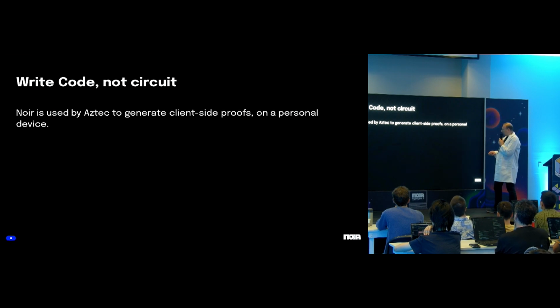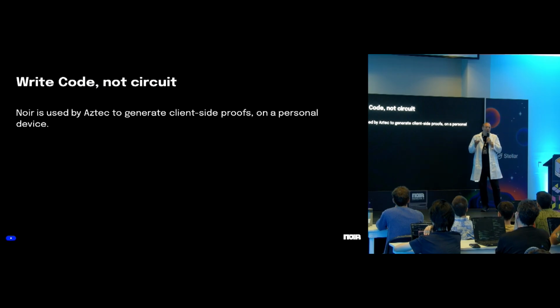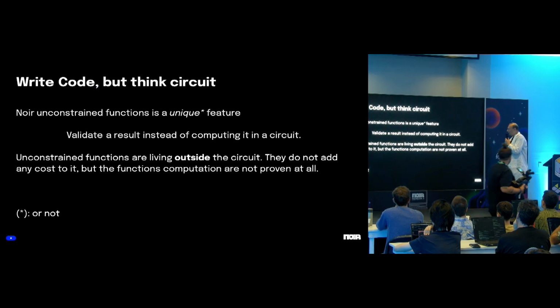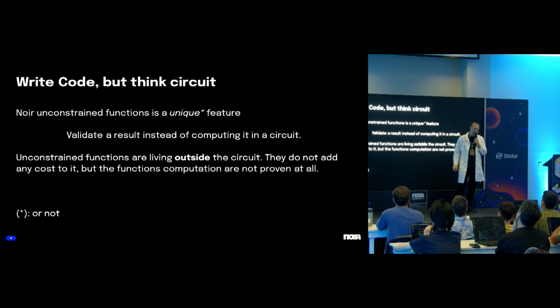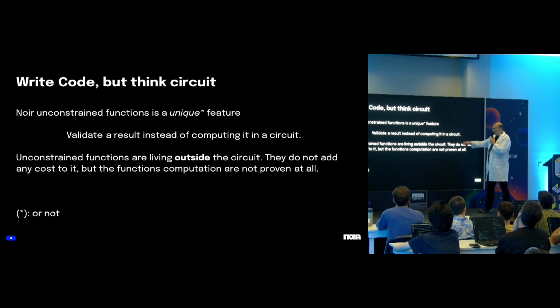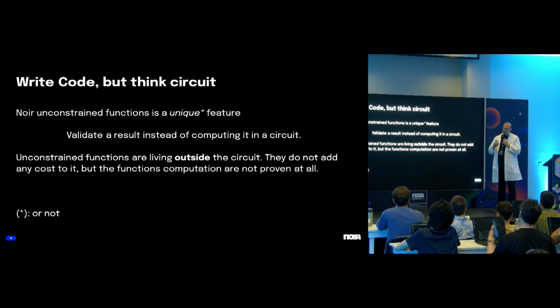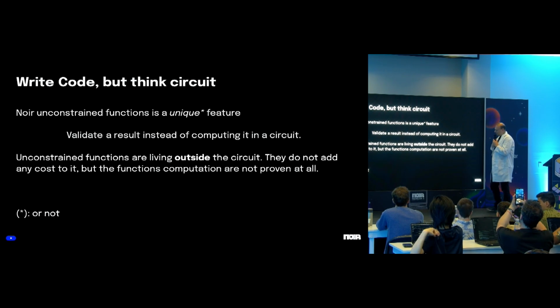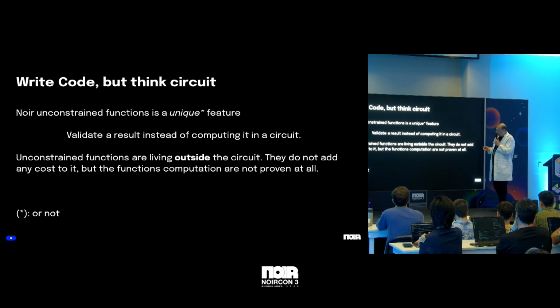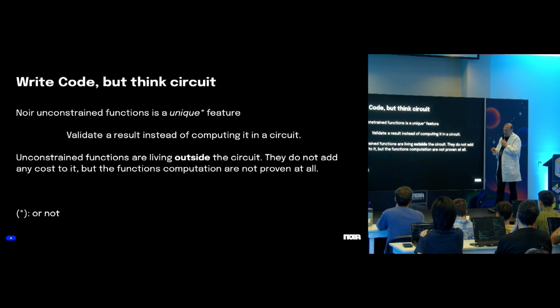Well, the answer, in fact, is quite simple. If using a circuit is slow, let's not use a circuit. And for this, we have this concept of unconstrained functions in Noir. So I say it's a unique feature, but it's not unique. It existed well before Noir, so it's not unique at all. But I think that the implementation we did in Noir is very good, very well integrated. It's very easy to use, and you just add the unconstrained keyword in front of your function, and that's it.